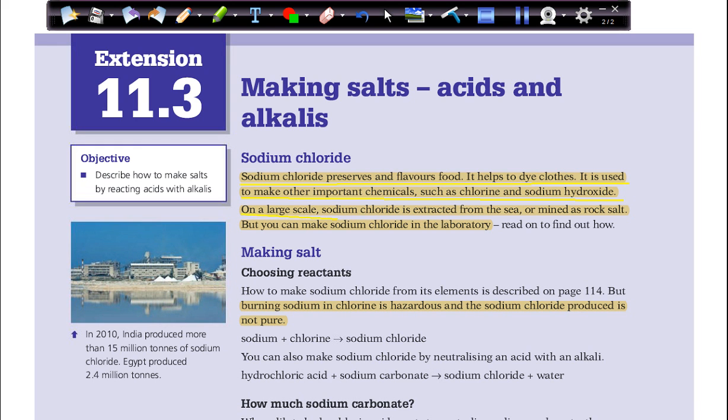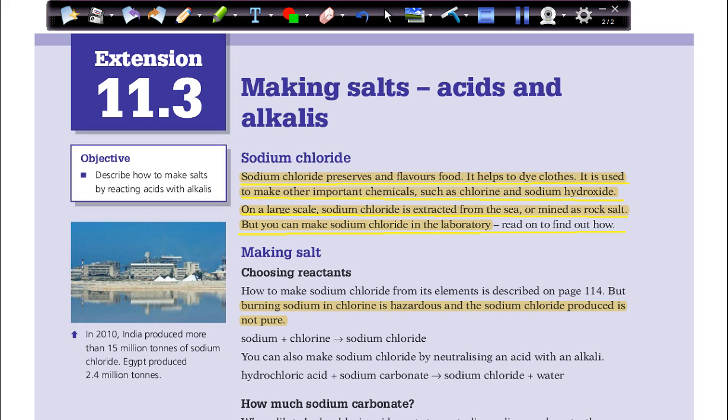On a large scale, sodium chloride is extracted from the sea or mined as rock salt. But you can make sodium chloride in the laboratory. Read on to find out how. So how can you make salts in the lab? First, as usual, we need to choose the reactants. We need to choose carbonates like sodium carbonate or another alkali, or we can react chlorine.